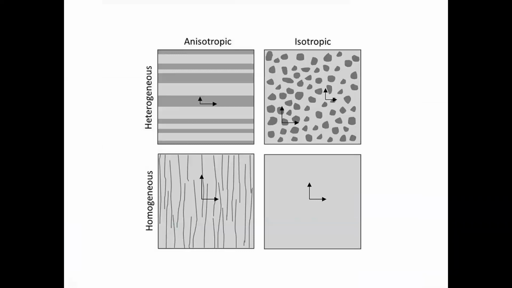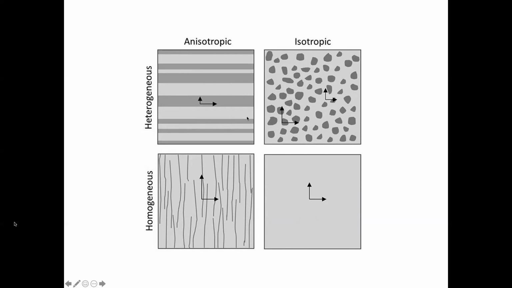I just wanted to bring us back to the difference between isotropy and anisotropy, and the difference between homogeneity and heterogeneity. If we look at the two top boxes, we see that as we move in space, the material itself is changing. We're moving between different layers or different pockets of a material, so we are changing in space.